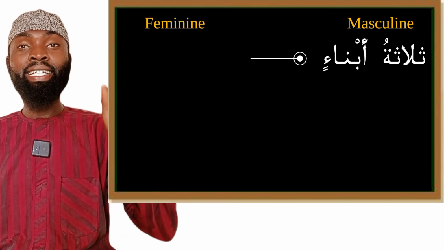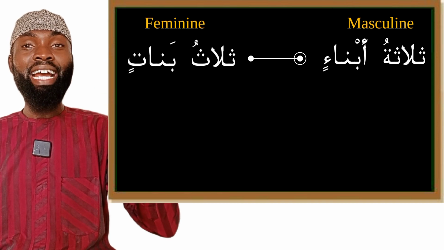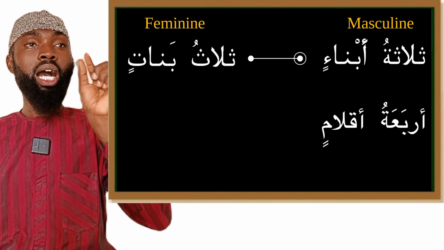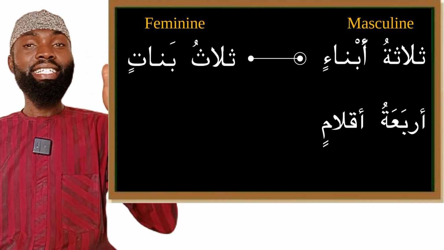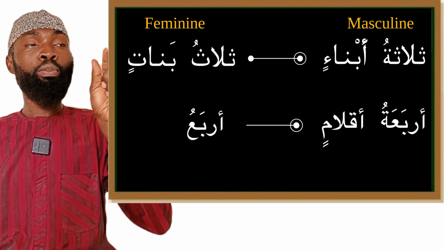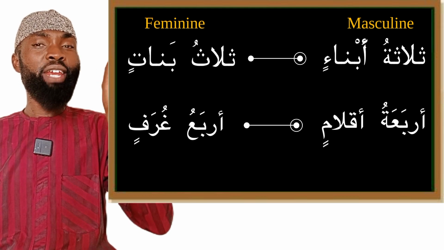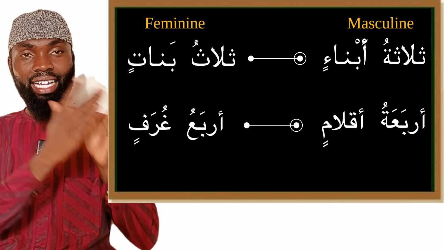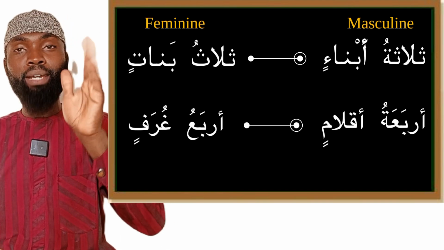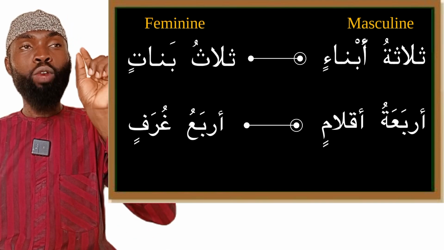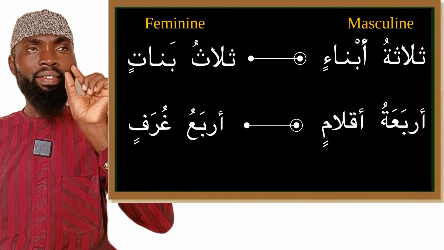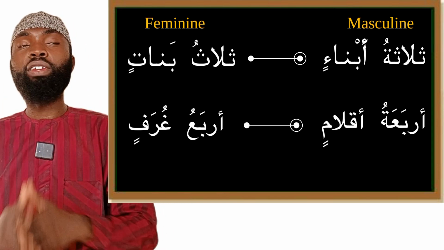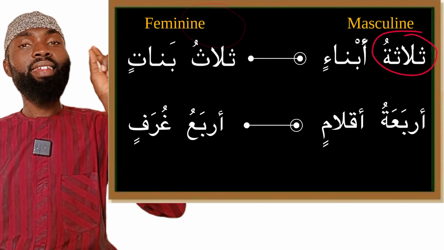and you will now see on the other side thalathu banatin. Then you see arba'atu aqlamin, and on this side you will see arba'u ghurafin. Do you notice any difference? Of course, you will notice that the first part we have thalathatu abna'in. Why do we have thalathatu here? And on this side we have thalathu. What is the difference between thalathatu and thalathu?